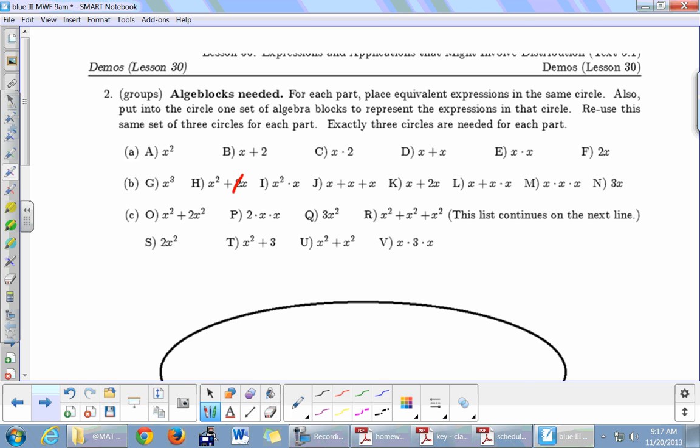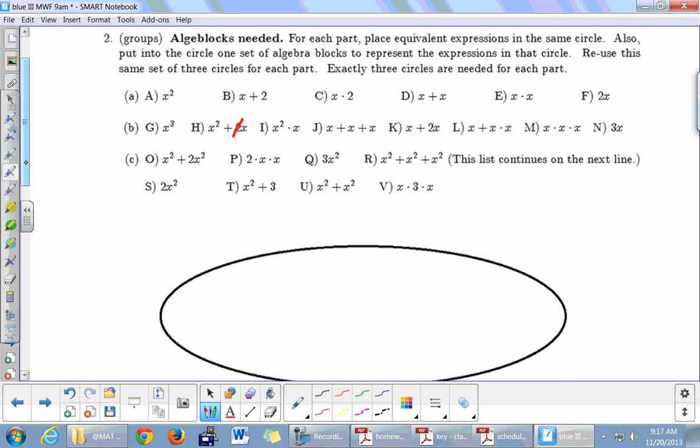Okay, next thing I want to do is on the next page. And first thing I'm going to ask you to do is correct a typo that I made. See there in part H, it's kind of in the middle of all this stuff. It says x squared plus 2x. Cross off the 2. It should just be x squared plus x. So just cross that 2 off completely in part H.